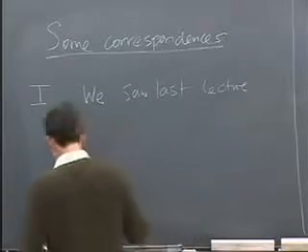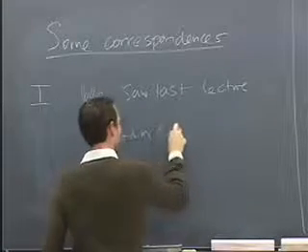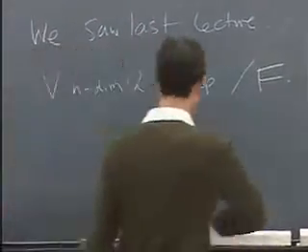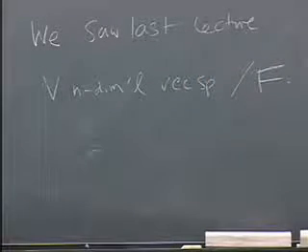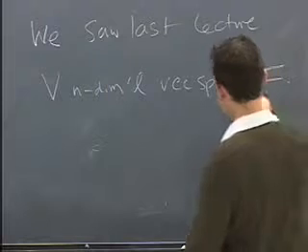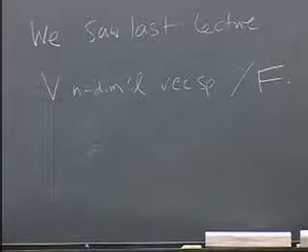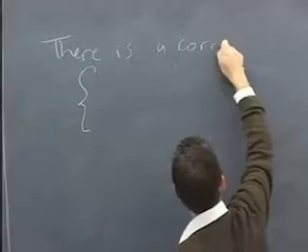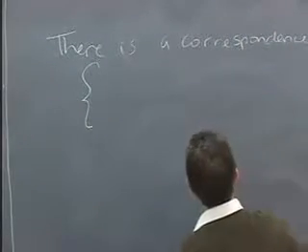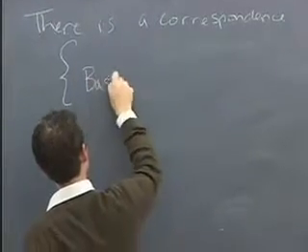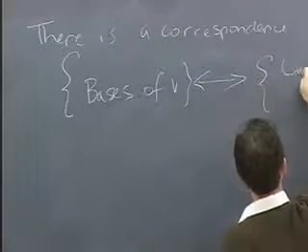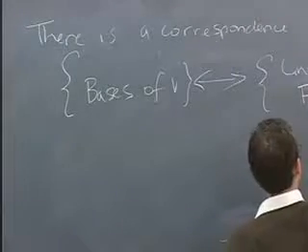last lecture that if V is an n-dimensional vector space over a field F, then bases correspond to linear isomorphisms between the canonical n-dimensional vector space Fn and V. There is a one-to-one onto correspondence between bases of V and linear isomorphisms from Fn to V.